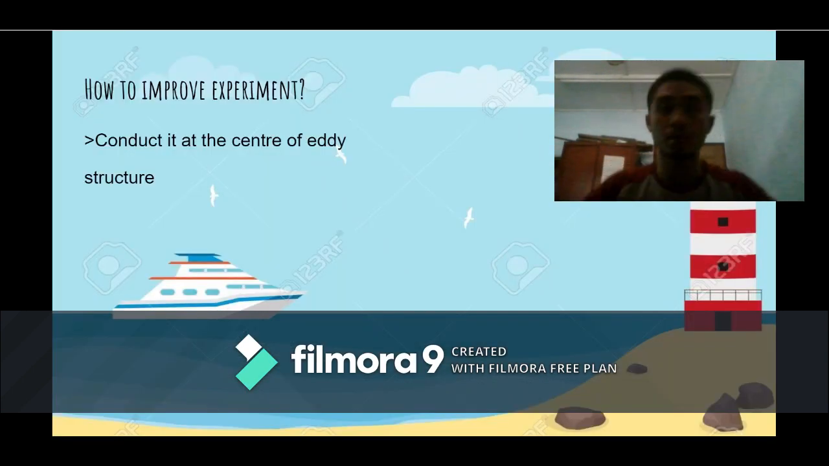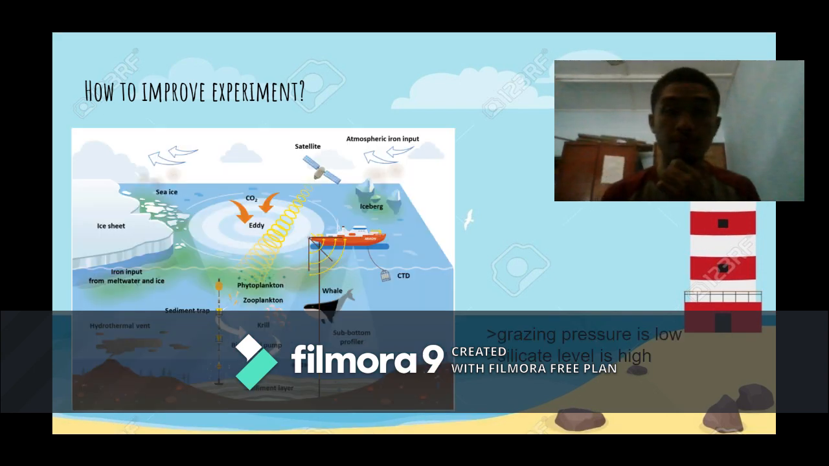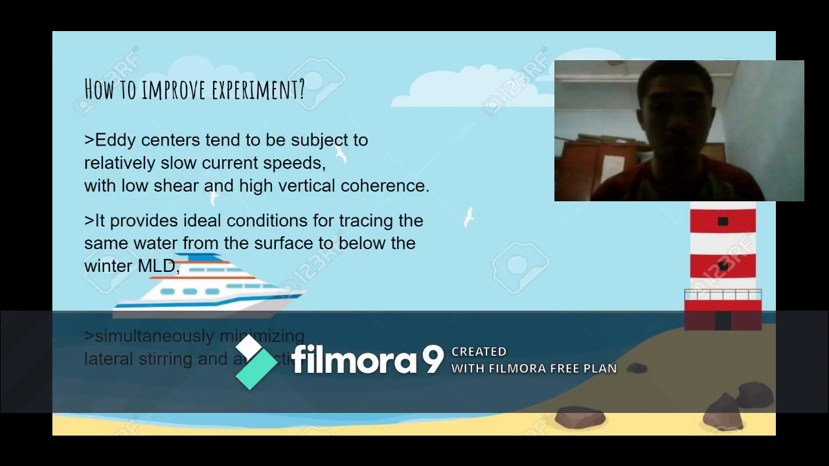How to improve the experiment? We have to conduct it at the center of an eddy structure. Here is the image of an eddy structure, right in the middle. It is where grazing pressure is low, so when phytoplankton bloom, they won't be eaten by zooplankton too fast, and silicate level is very high, which is nutritional. Eddy centers tend to be subjected to relatively slow current speeds with low shear and high vertical coherence. It provides ideal conditions for tracing the same water from the surface to below the winter MLD, which is the mixed layer depth, simultaneously minimizing lateral stirring and advection.